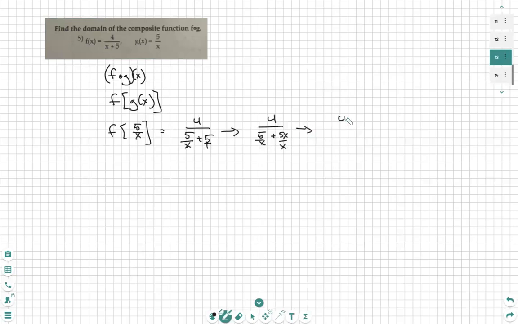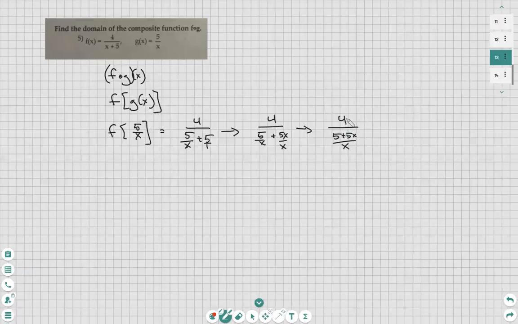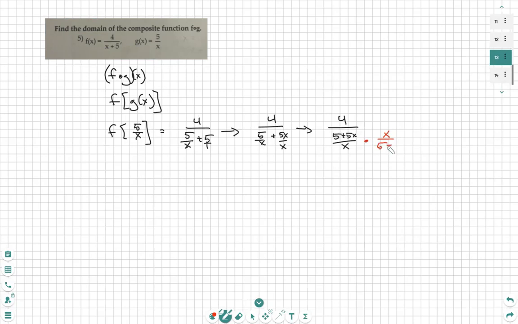Next, we're going to continue to clean it up. 5 plus 5x is all over x. At this point, we have too many fractions going on. So that's your hint to always multiply by the reciprocal. And then here we go.